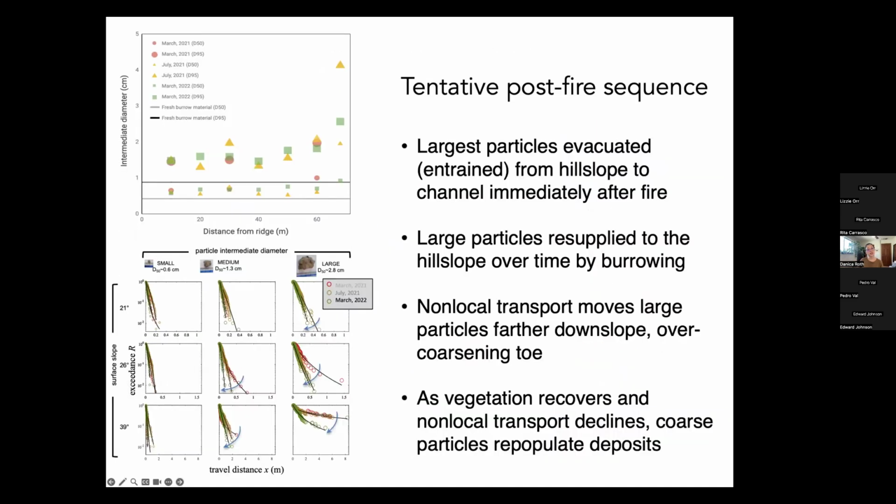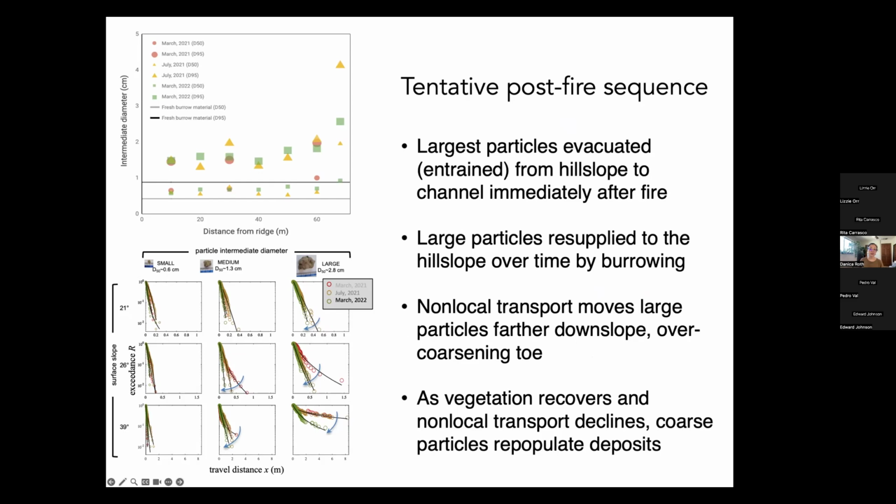So if we put these things together, we can tentatively infer a storyline here. The largest particles seem to have been evacuated or fully entrained from the hill slope into the channel immediately after the fire. Large particles are then resupplied over time by burrowing. But non-local transport is continuing to move the large particles farther down slope, maybe over-coarsening the toe. And as vegetation recovers and non-local transport declines, the coarse particles are eventually repopulating deposits.